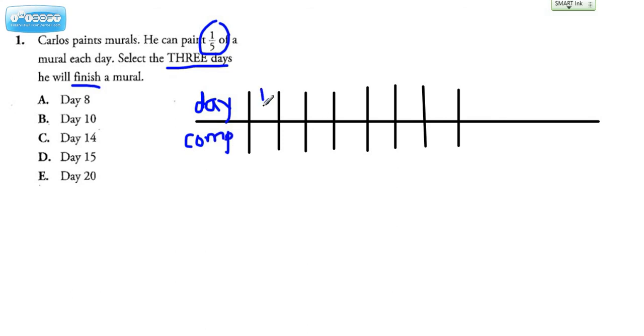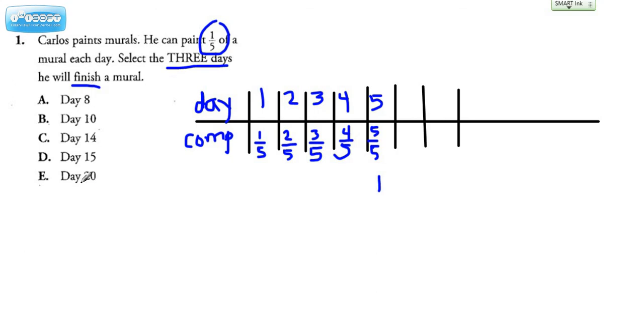All right, so on day 1, we would have 1/5 of it done, which means on day 2, we would have 2/5 of it done. On day 3, we would have 3/5 of it done. On day 4, we would have 4/5 of it done. And on day 5, we would have 5/5 of it done, which means we have the whole thing done, because remember 5/5 is equal to 1. That's 1 mural done.